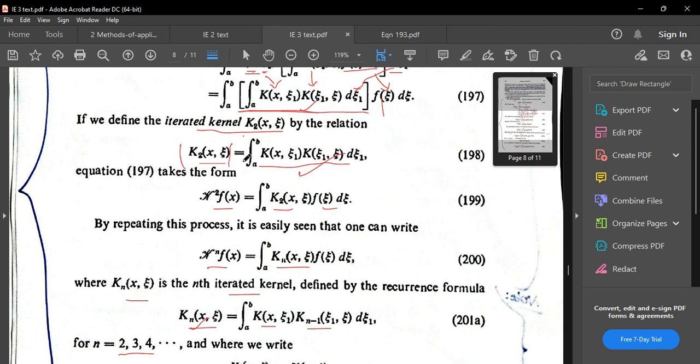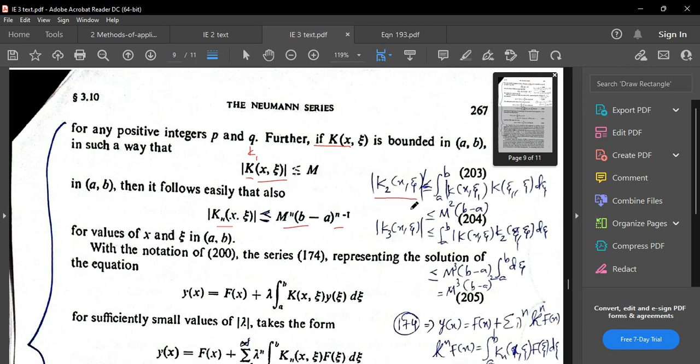So the modulus will be less than or equal to the integral from a to b of modulus of K into modulus of K2, that is M into M squared into the integral from a to b of dψ, that is b minus a. But this is K3. K3 is equal to, by the formula, K into K2. So this K is bounded by M, and this K2 is bounded by M squared into b minus a. So by computing this format we end up here: K3 is bounded by M raised to 3 into (b minus a) the whole squared. So in the general case, Kn is bounded by this one.